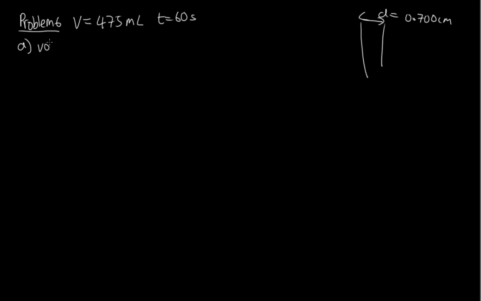So we know that volume flow rate is equal to the cross-sectional area times the velocity, and it's also equal to the volume over the time. So these are two different V's. This is the velocity and this is the volume. So we know the volume and the time. So in 1 minute, 0.475 litres leaves the tap, and that's in 60 seconds. So we can calculate this.